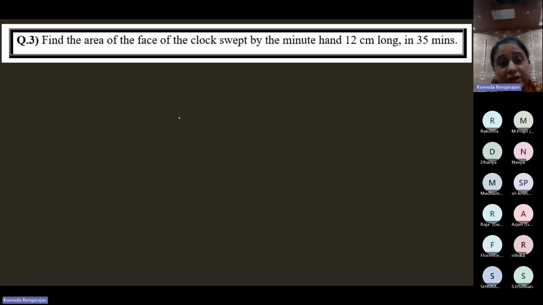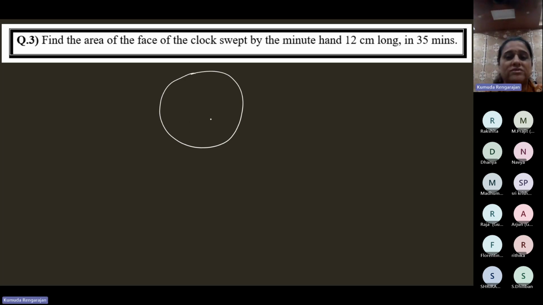So find the area of the face of the clock swept by the minute hand 12 centimeters long in 35 minutes. In 35 minutes. Clock.